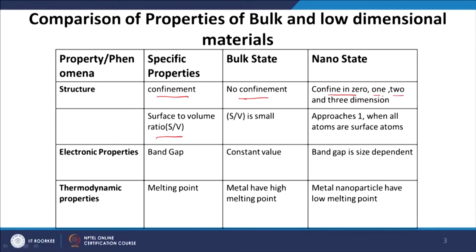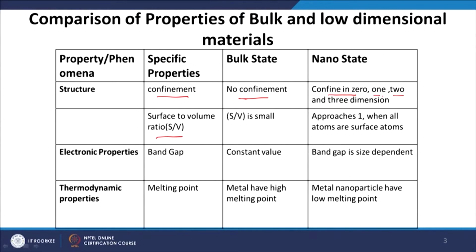Aspect ratio in the bulk material is small, whereas in the nano it almost approaches 1, where all atoms are surface atoms. Now, if the aspect ratio is very high, that means the probability of contact of any external molecules to this kind of system is much higher. That is why the nanostate materials are very effective and useful for fabricating different kinds of sensor materials.